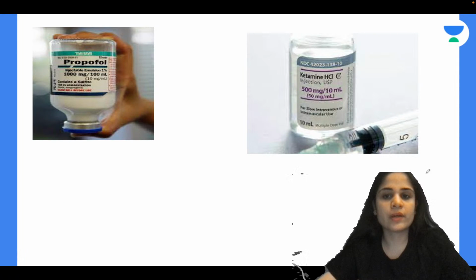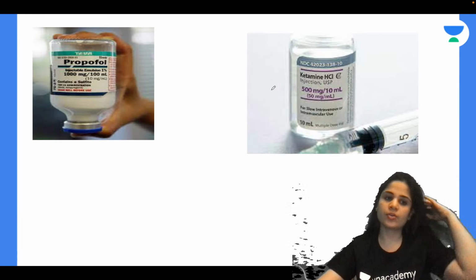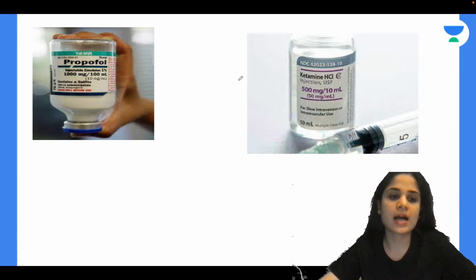Okay, so now moving on to some of our drugs used in anesthesia and quickly revising about them. So can you guys tell me, I'm showing you 2 drugs over here. Can you tell me the class of anesthetic agents that these drugs fall in? Identify the drugs, tell me the class of anesthetic agents that they fall in.